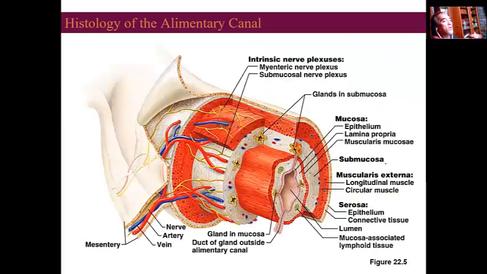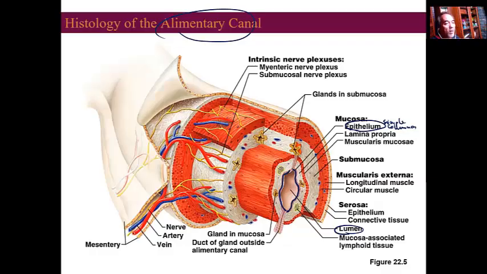All right, so now let's take a look at the alimentary canal. What are the layers of this digestive tube? The inner layer is lined by simple columnar epithelium, the lining of the lumen. The lumen is the cavity within this alimentary canal. It's lined by simple columnar epithelium, and we saw that when we studied tissues.